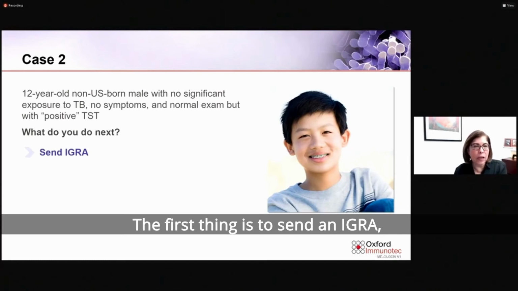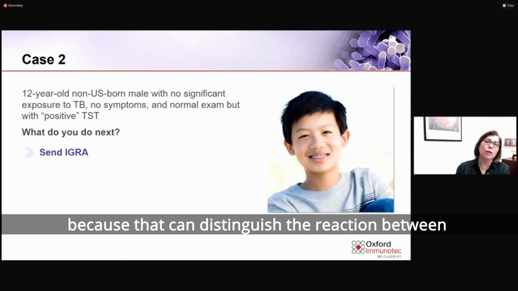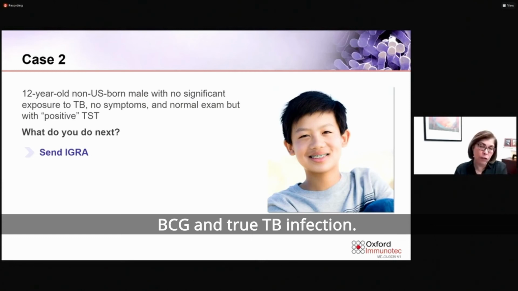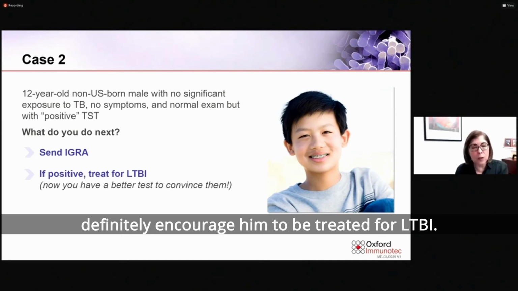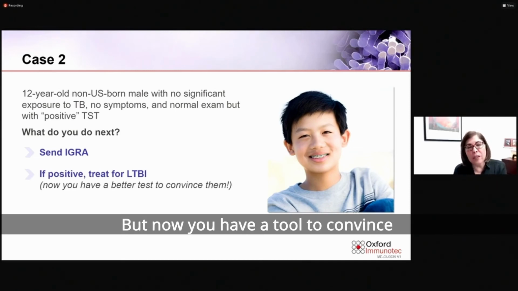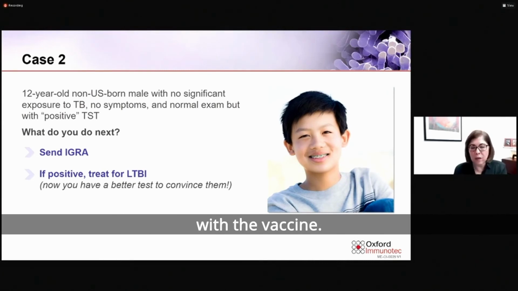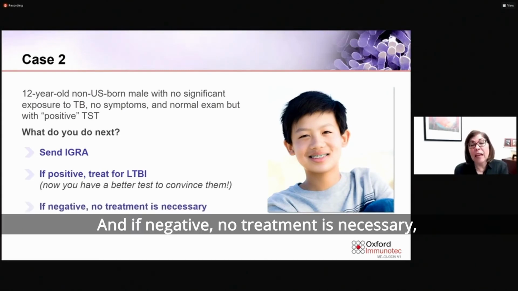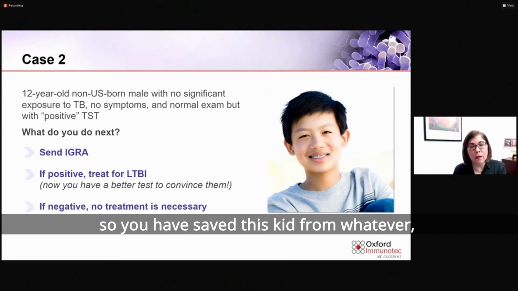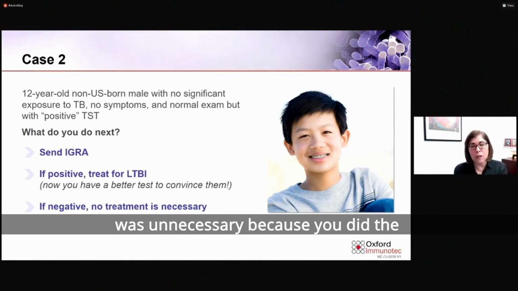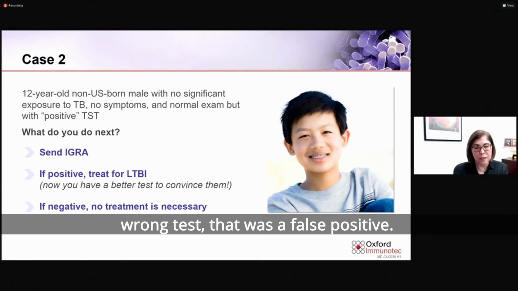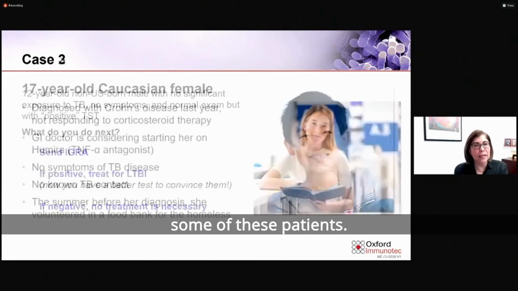The first thing is to send an IGRA, because that can distinguish the reaction between BCG and true TB infection. If the IGRA is positive, then definitely encourage him to be treated for LTBI. But now you have a tool to convince the family that the result is not from the vaccine, because the IGRA does not cross-react with the vaccine. And if negative, no treatment is necessary. So you have saved this kid from 4 to 9 months of treatment that was unnecessary because you did the wrong test. That was a false positive. So it's important to clarify that in some of these patients.